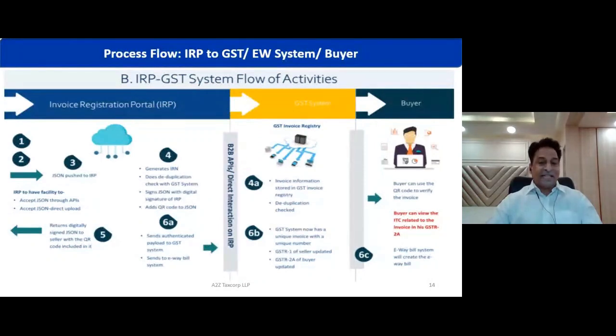Next the process comes to the buyer. The buyer can use the QR code to verify the invoice. What happens? The supplier who got the JSON file, which is digitally signed, having a unique IRN and QR code, the buyer can check this QR. They can use the QR code mobile app to check whether this invoice is the correct invoice and has a valid IRN number. The buyer can view the ITC related invoice in GSTR2A.